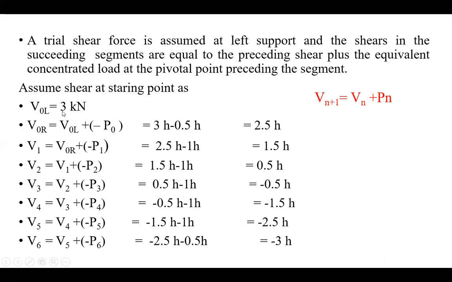And later, the next shear force will be given, according to the Newmark procedure, as the succeeding segment's shear equal to the preceding shear, that means the previous value, that's nothing but V0L, plus the pivotal load, or equivalent concentrated load at the pivotal point, at the previous, preceding point. So that value has to be added. Since it is downwards, it is negative. So initially we need to assume. How to assume, I'll let you know.